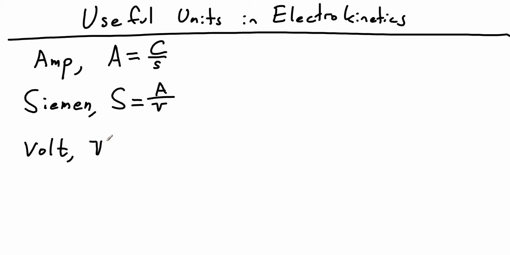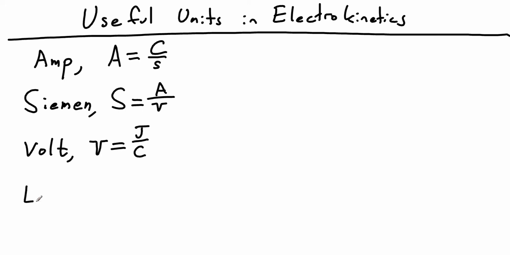And there's a volt with symbol V. We use a different V just to keep it distinct from velocity. And that's going to be joules per coulomb. So in other words, if I take 1 coulomb of charge and I move it through a potential difference of 1 volt, that's going to be 1 joule of work.